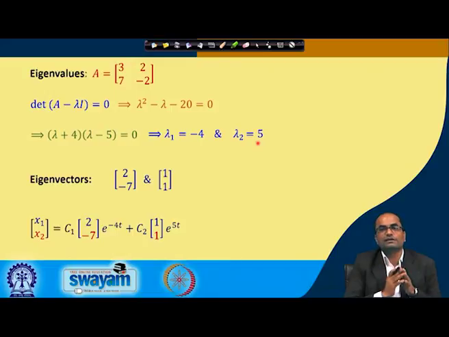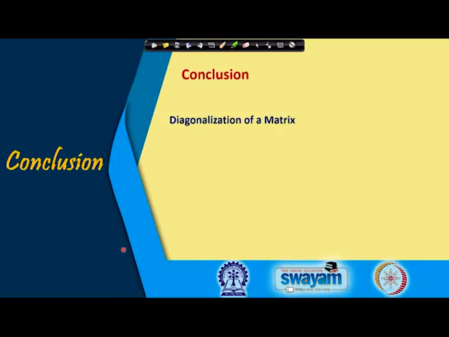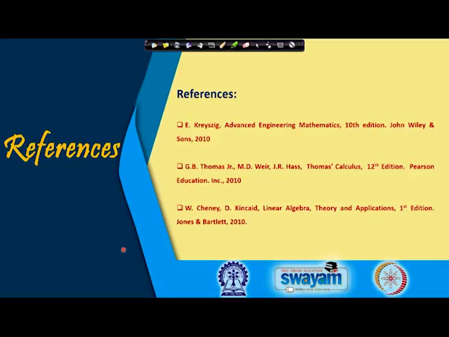So, what we have seen here is that with the help of this diagonalization, it was very easy to solve such a system, and the conclusion here is that we have learned the diagonalization of the matrix, and in particular we have seen these two applications. The powers of matrices we can easily compute with the help of this idea, and also the solution of the system of linear differential equations we can compute with this diagonalization.